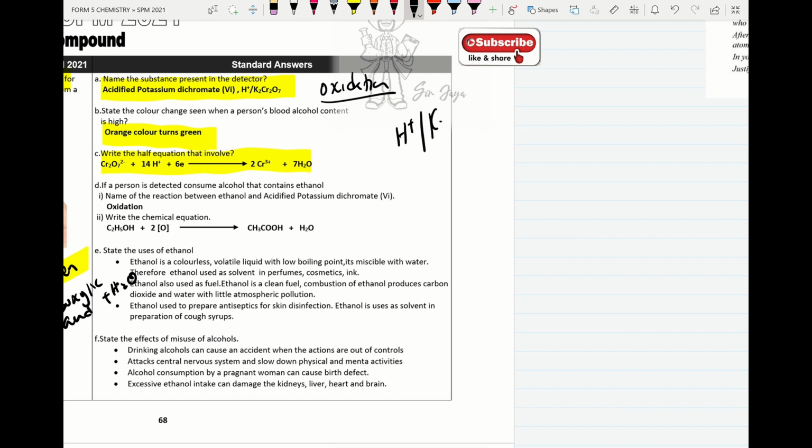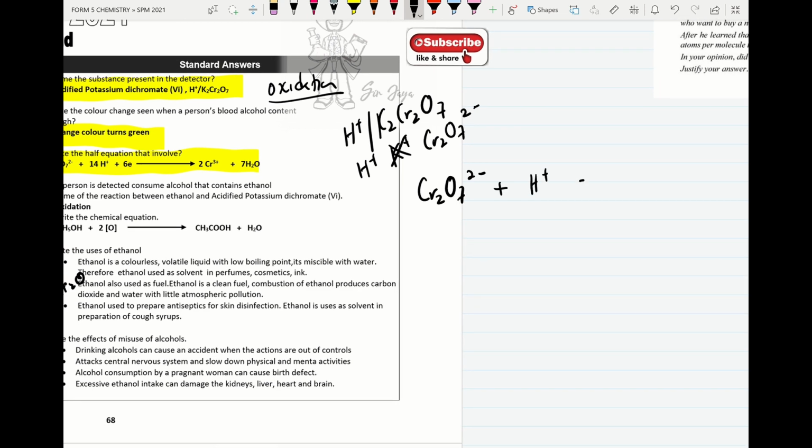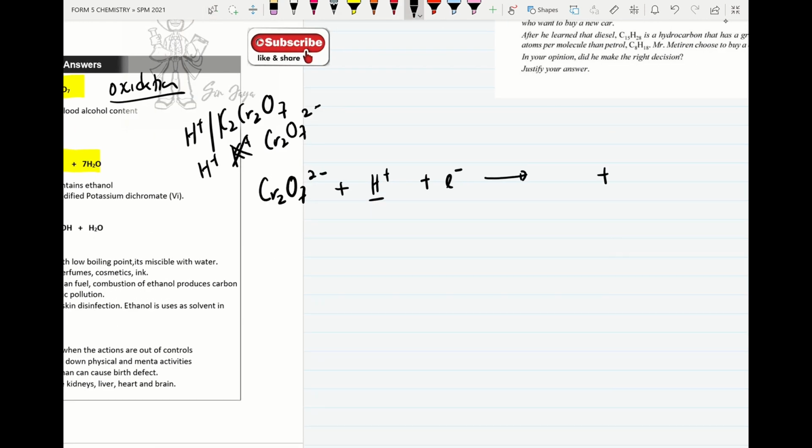So acidified potassium dichromate(VI). We have hydrogen ion, potassium ion, dichromate(VI) ion. In this reaction, potassium ion acts as a spectator ion. So Cr2O7 2-, dichromate(VI) ion, and hydrogen ion will gain electrons to produce water molecules. Hydrogen combines with oxide to form water molecules. Here we will get chromium(III) ion, Cr3+.